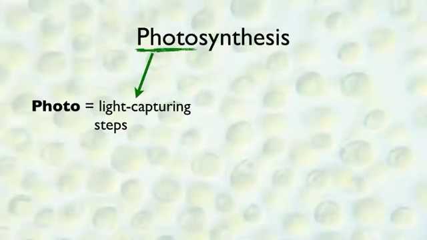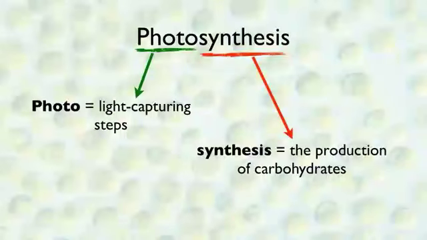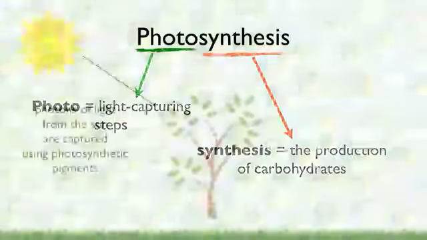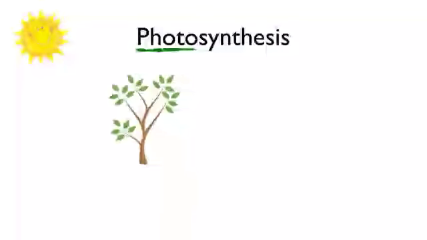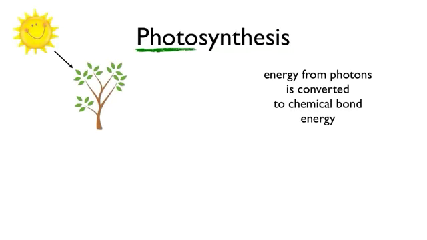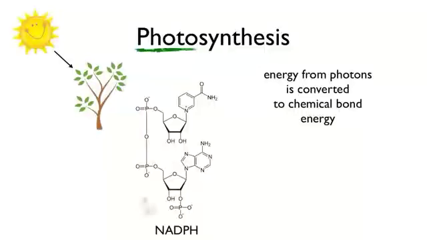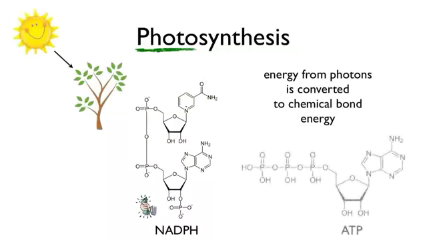Light energy into chemical bond energy. The synthesis part of photosynthesis is about the production of carbohydrates. So the photo part is going to involve light energy captured by photosynthetic pigments of the plant. And these photons of energy will be converted to chemical bond energy in the form of NADPH and ATP.